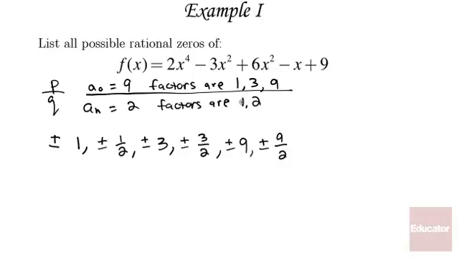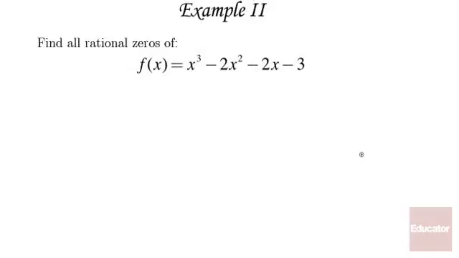So I have 1, 2, 3 times 2, that's 6 possibilities. And then plus or minus for each gives me 12 possible rational zeros. I don't know which, if any of these, are actually zeros. I would have to check using synthetic division.